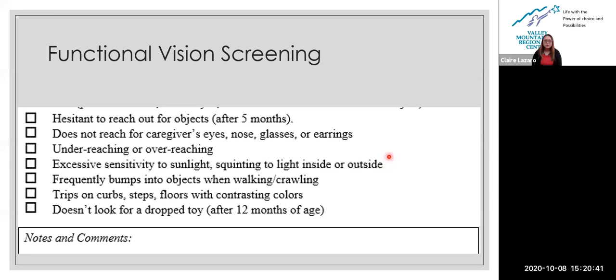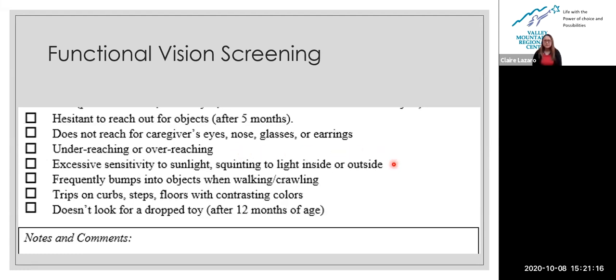Also here, we want to know, are they hesitant to reach out for objects? Because maybe they're not seeing that object. Do they reach for the caregiver's eyes, their face? Because remember, they are able to see their caregiver's face, and they are supposed to be reaching for it as early as the third or fourth month. If they're not doing that, we want to know why. And when they're trying to reach for objects, are they underreaching or overreaching?